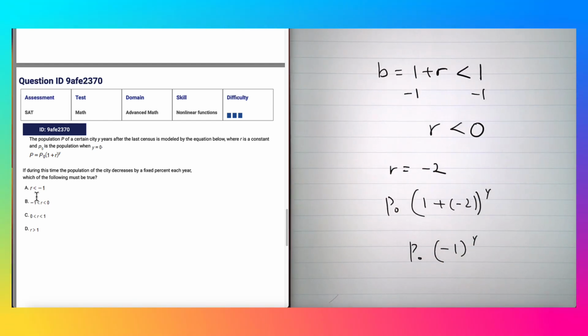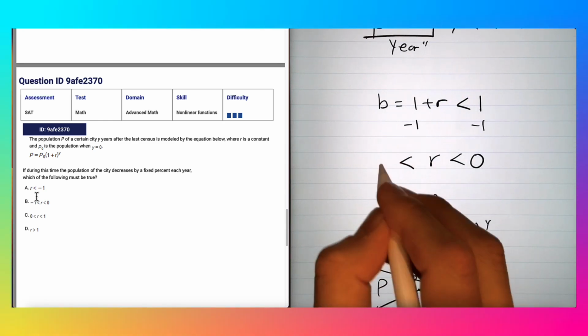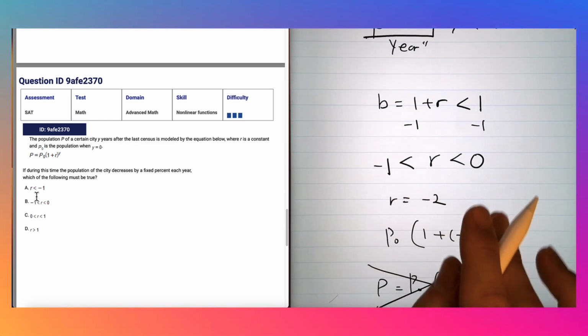Now, there's no such thing as negative population. Sure, there can be change of population that gives you negative, but population itself cannot be negative. Therefore, we cannot choose this. It has to be more than -1.